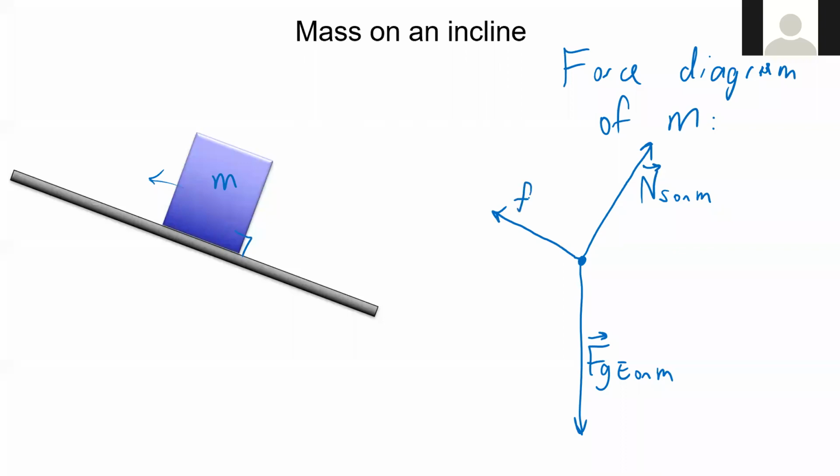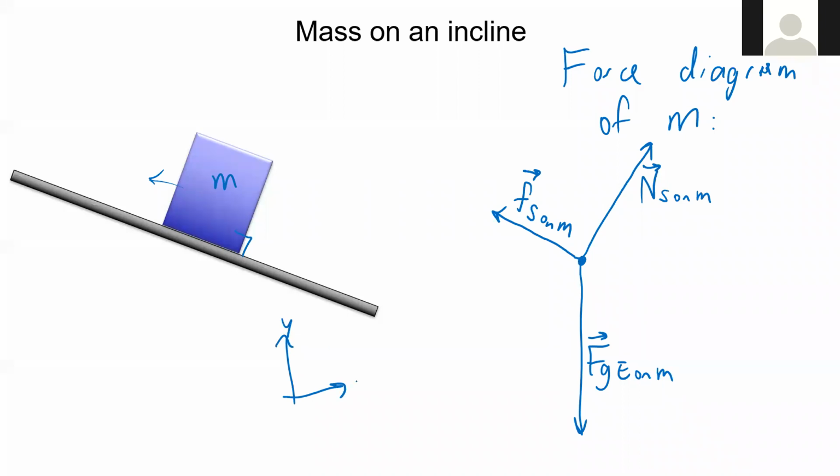So I'll write that F here of the surface on M. And I don't really know yet if it's kinetic or static, because I don't know if it's sliding or not, but I do know that's the direction. So don't forget to put that on there. And then the other thing you have to do is define X, Y axes. And you could do it like this.